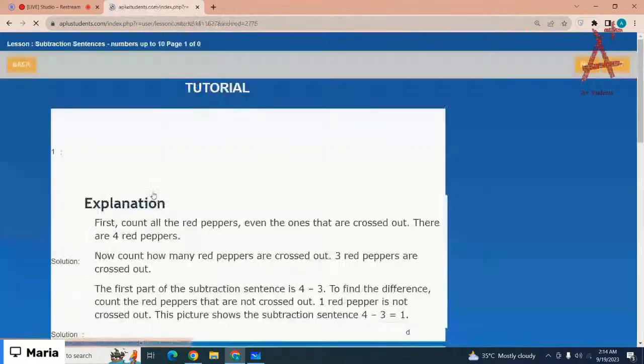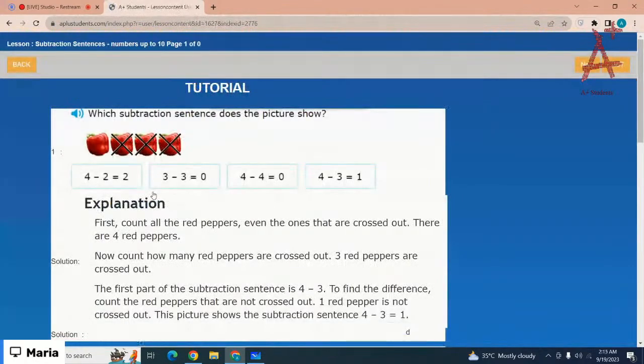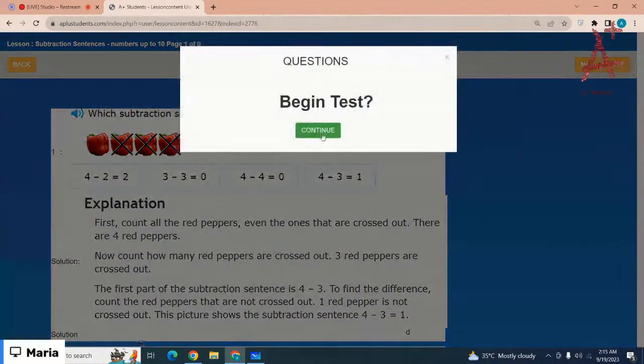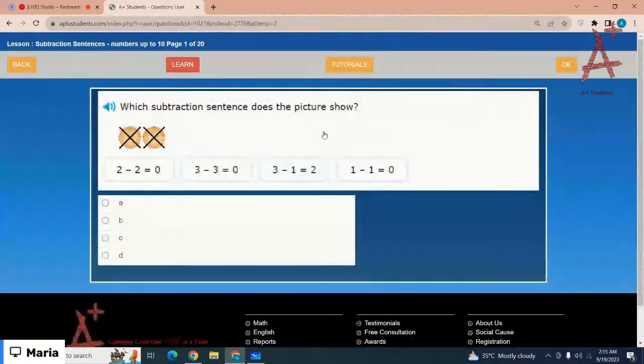The next one is exactly the same, right? But now you have to write the subtraction sentence on your own. Earlier, the one we just completed, you were given the subtraction sentence. So basically, what is a subtraction sentence? Just listen to me carefully.